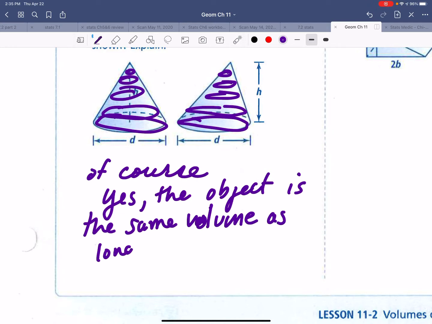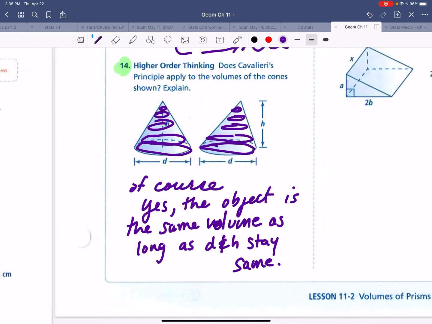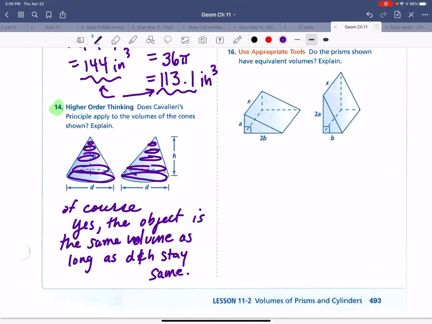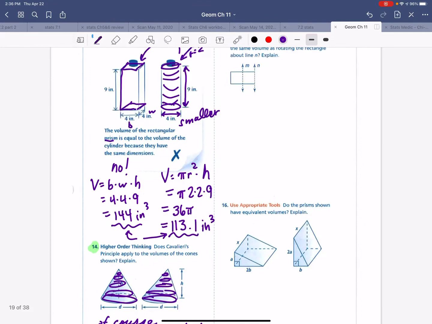As long as the diameter, the height, those dimensions stay the same. So if it just deforms itself, it's still the same amount of volume. If it shrunk, of course, that'd be a different story. Okay.